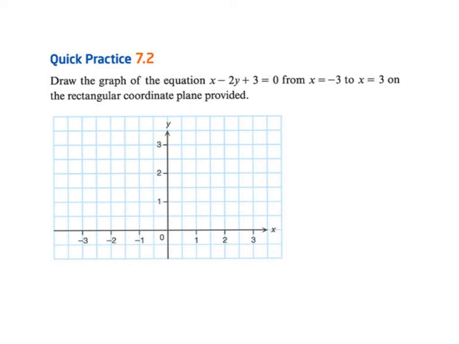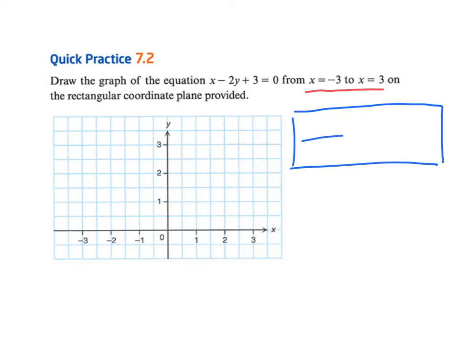And then quick practice 7.2, you have to draw the graph, where x is from negative 3 up to 3, and you have to draw it in the graph paper provided. So first of all, you have to draw the table. So x, y, and then negative 3 and then 3. I have to do a little bit of calculation here first.